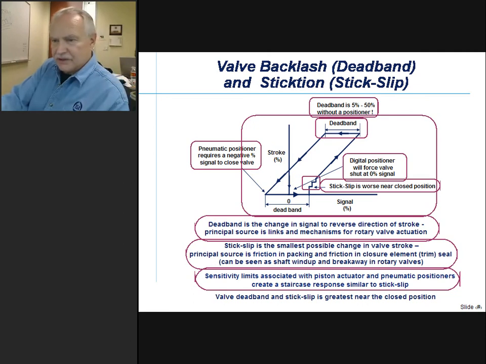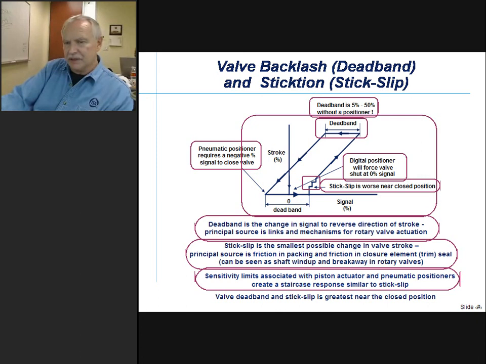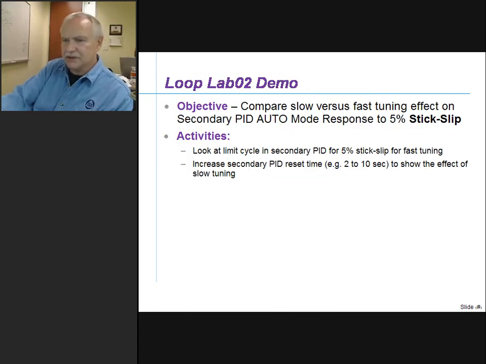Well, next we're going to compare the slow versus fast tuning effect of the secondary PID on its response to 5% stick slip. But first, let's look at the limit cycle in the secondary PID for 5% stick slip for the fast tuning, and then we're going to increase the PID reset time for the secondary control loop, and we're going to go from 2, say, to 10 seconds to show the effect of slow tuning.